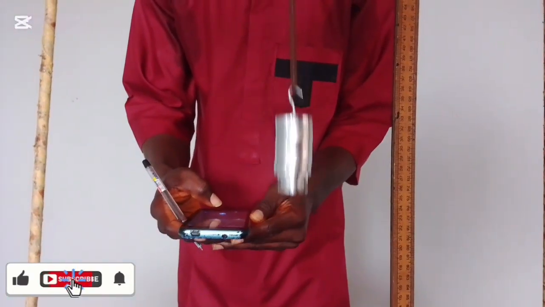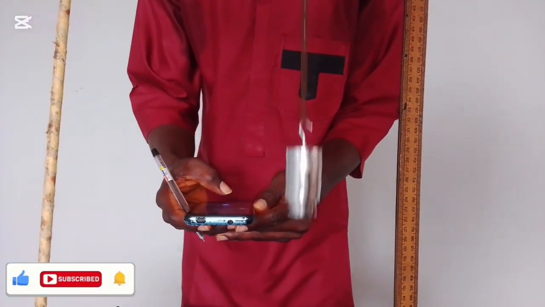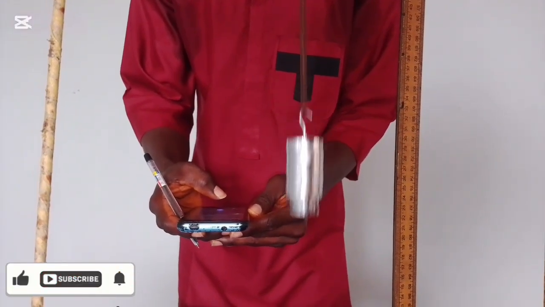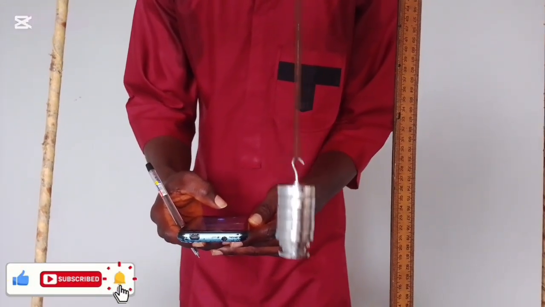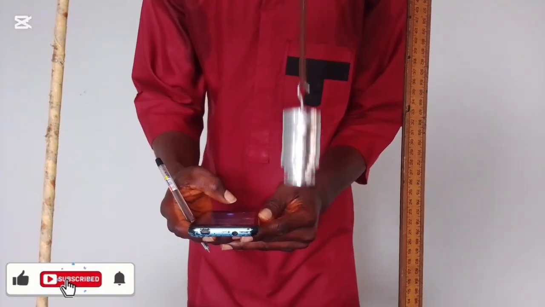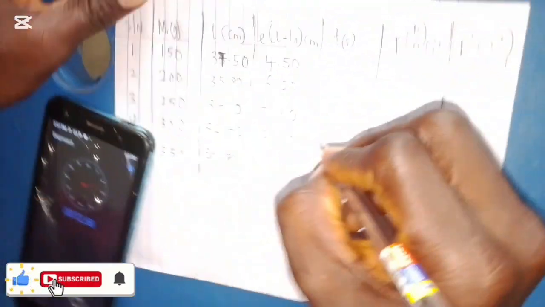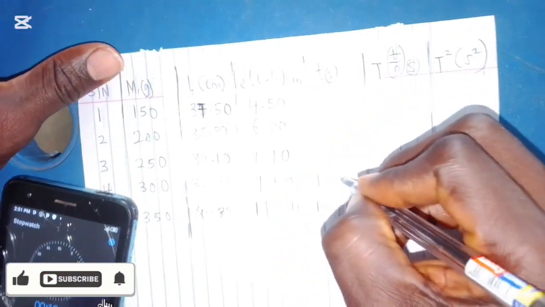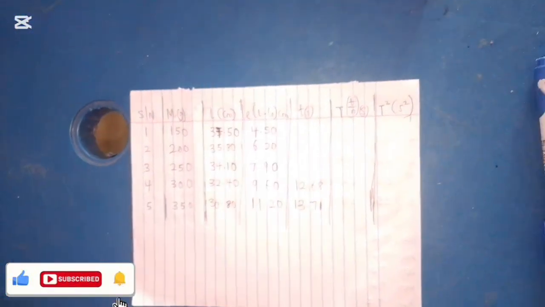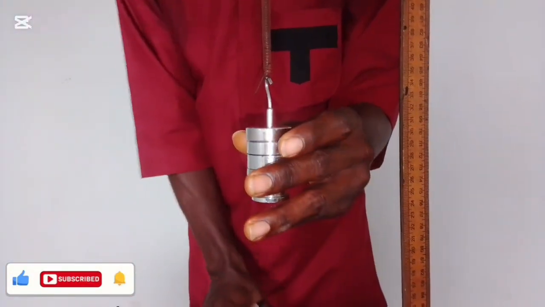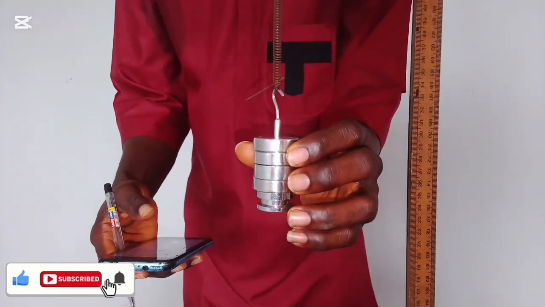We got 12.68. Let's go for the next one, this for 250. Vertical oscillation again, and we get our time taken. So let's start.